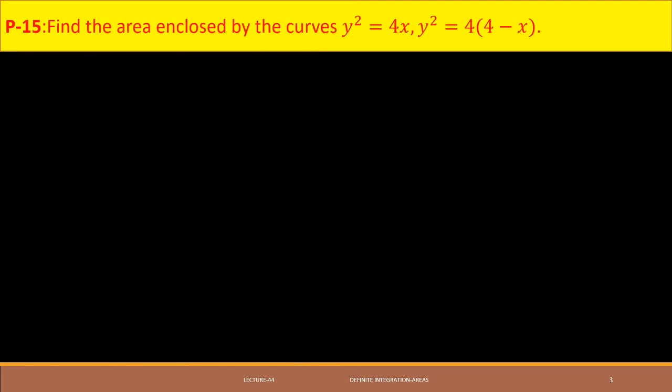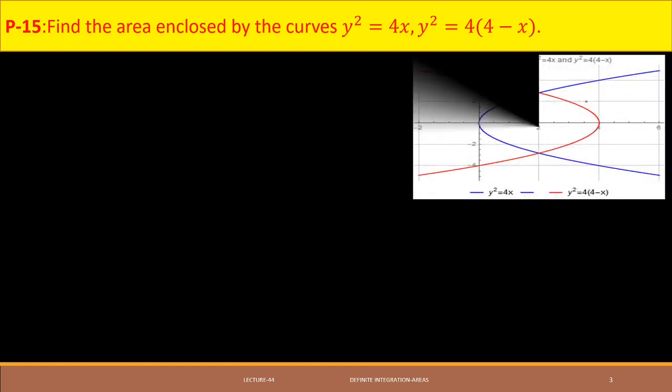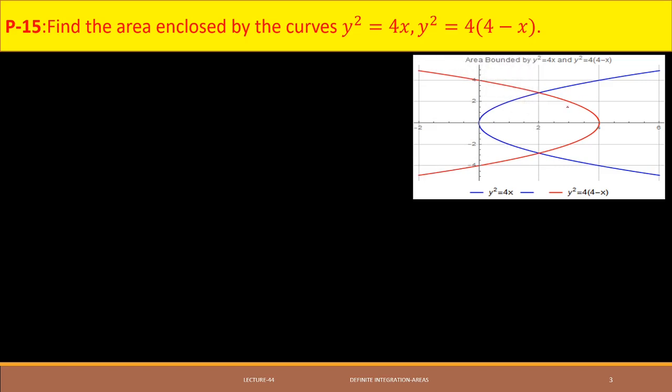Find the area enclosed by the curves y square is equal to 4x, y square is equal to 4 into 4 minus x. So these two equations represent parabolas. We have discussed how to plot these two curves in the lecture on graphical transformations. Plotting these two equations will give me this graph.